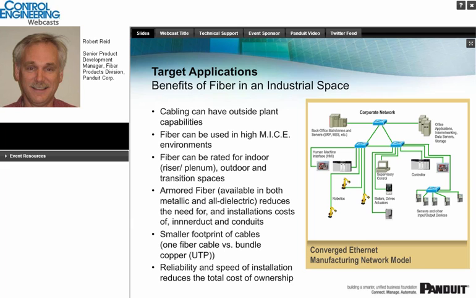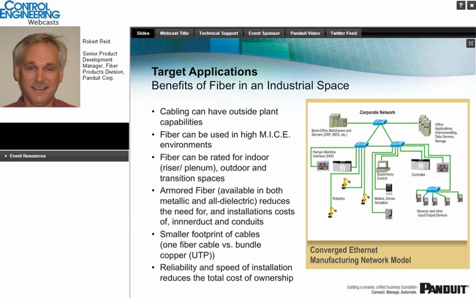Just the physical benefits in terms of the components, benefits of fiber in an industrial space. Outside plant capabilities. We have a thing called Verizon Fios today that lives in the outside plant. These are solutions that are harsh environment. So there are a myriad of solutions for fiber that can be placed in an extreme environment. We'll talk a little bit about mice environments later on in the presentation with respect to cable selection. The flame ratings are important. We need to talk about that. Riser, plenum, spaces, outdoor transition spaces, low smoke, zero halogen.